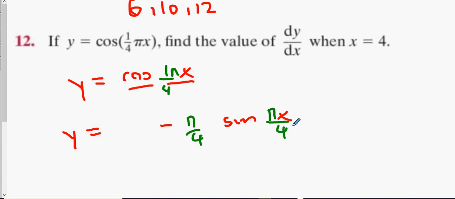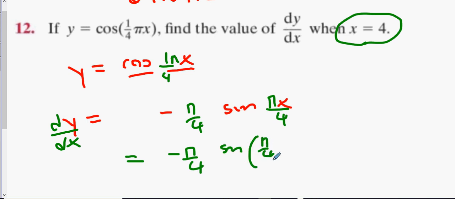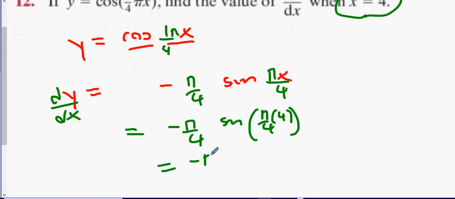Alright, what else does it want me to do? X equals 4, and that's dy dx, isn't it, because I differentiate it? Minus pi over 4 sine pi over 4 multiplied by 4, is it? That's 0. That's sine pi then, isn't it? And what is sine pi? Sine pi is 0, isn't it? So the whole answer is 0. Who got that one?